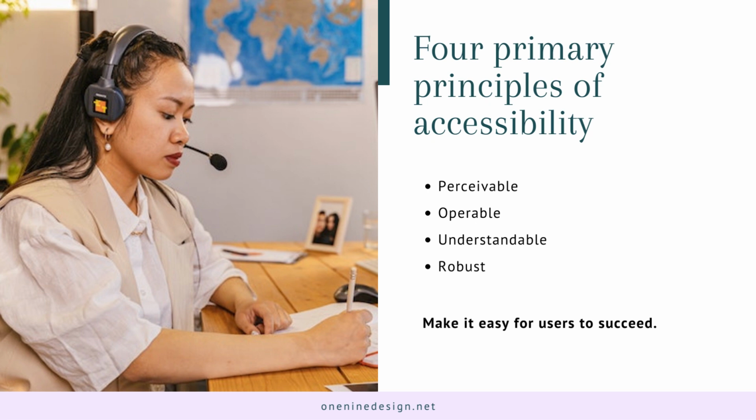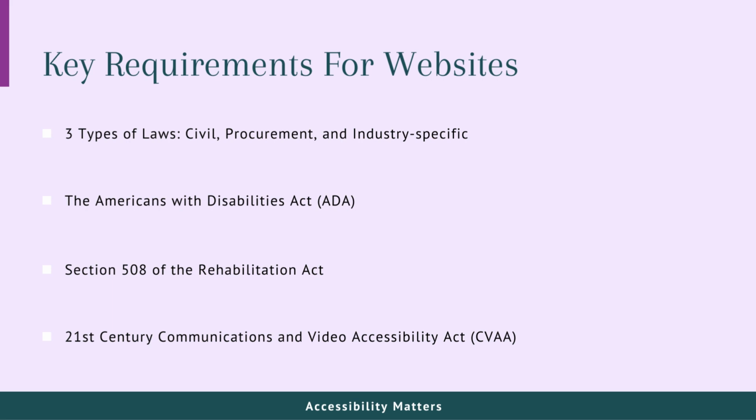User interface components and navigation must be operable. This means we must ensure all features are accessible by keyboard, not just by mouse, and compatible with any and all assistive devices. Number three is understandable. The information and the operation of the user interface must be understandable by all audiences. And number four is robust. Content must be robust to be interpreted reliably by a wide variety of users, including those using assistive technologies. In short, let's make it easy for users to succeed.